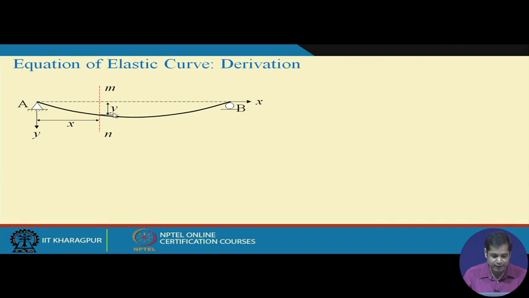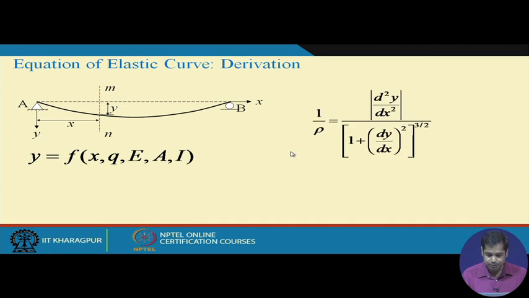We need to find out y as a function of different parameters, right? Okay, this is our objective. Now you see, the radius of curvature you can determine. This is a very standard expression. If y is a function of x, then the radius of curvature of any curve can be represented by this. Okay, this is a very standard result.